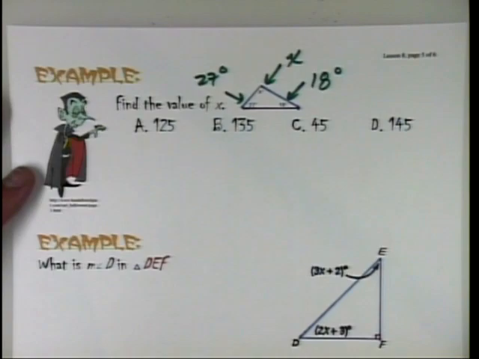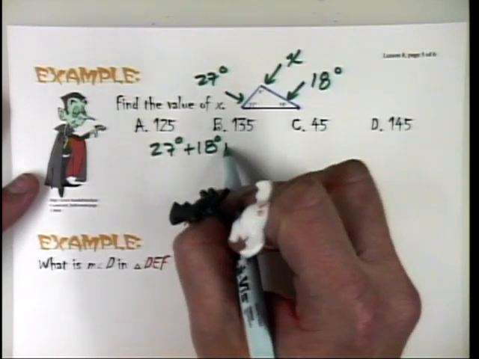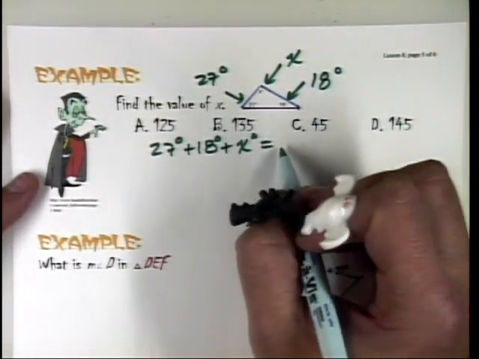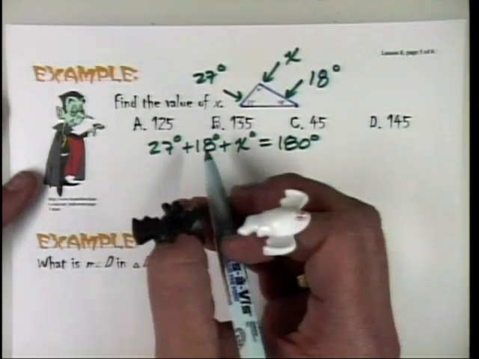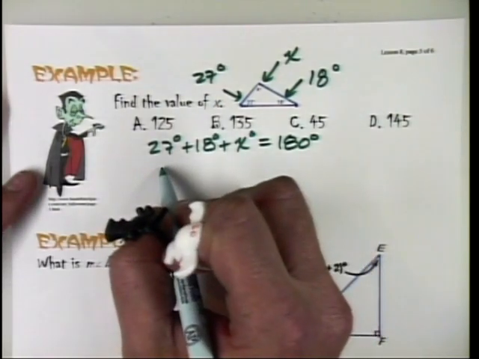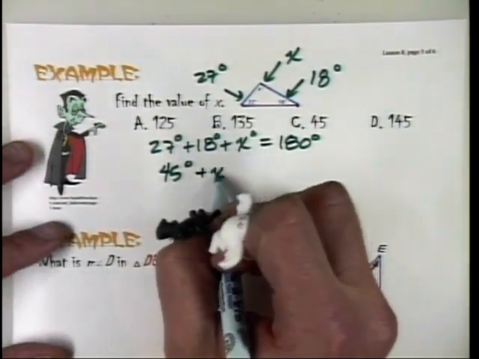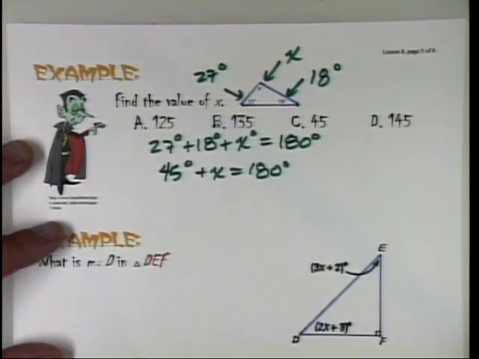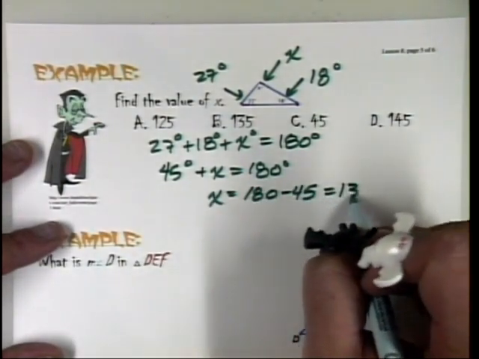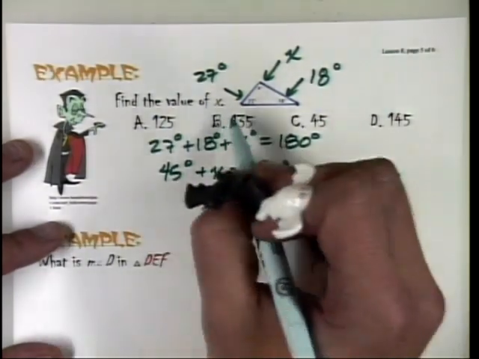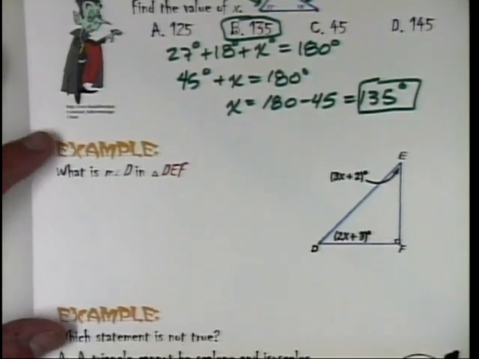Those are the interior angles of the triangle, so we know if we add them up, 27 plus 18 degrees plus x degrees, well, that has to equal the grand total by the angle sum theorem of 180. Doing a little bit of arithmetic here, 27 plus 18 is going to be 45 degrees plus x equals 180. Subtracting 45 from both sides, I get x is 180 minus 45, which is 135 degrees. So the answer is B. Okay, real easy application. Here's another one.